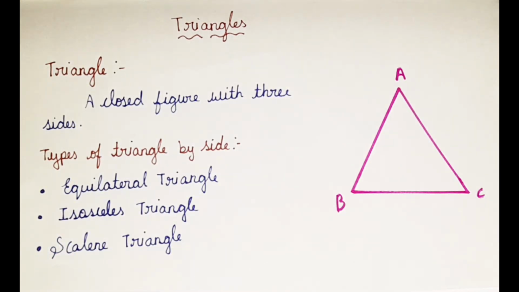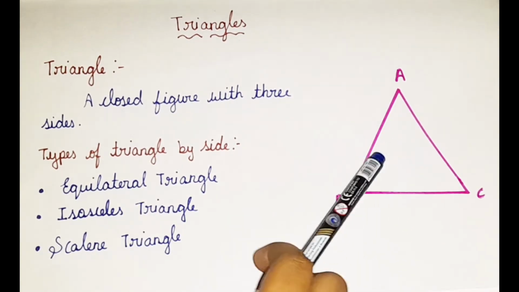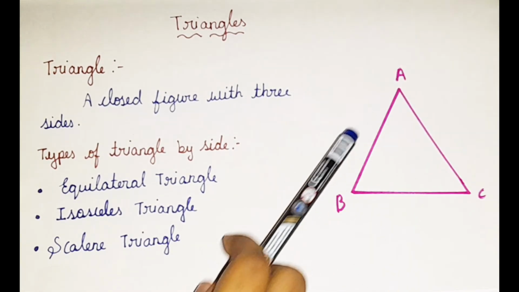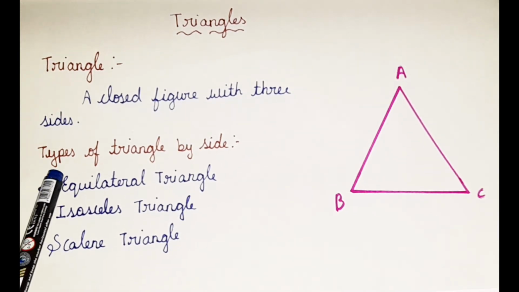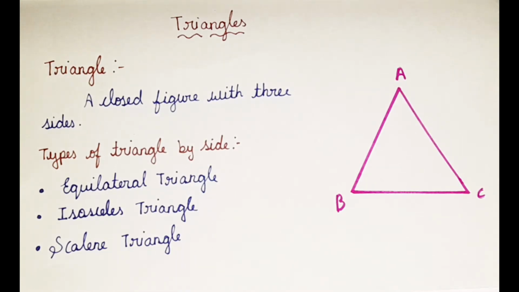For example, here we have triangle ABC. It is a closed figure and it has 3 sides, that is AB, BC and CA. So it is a triangle. Now let us see the types of triangles by side. The types of triangle by sides are equilateral triangle, isosceles triangle and scalene triangle. These are the 3 types of triangles.